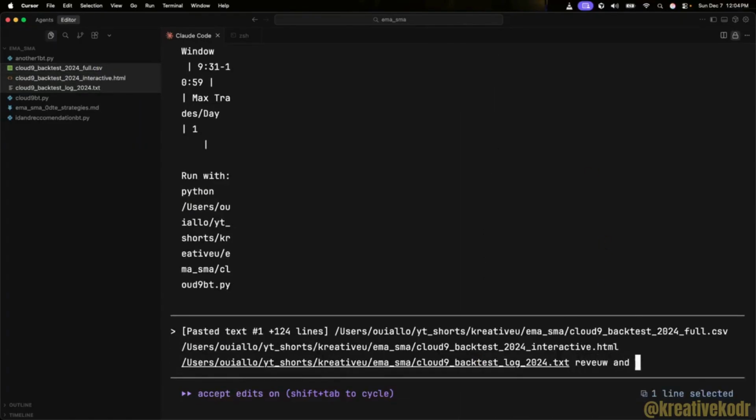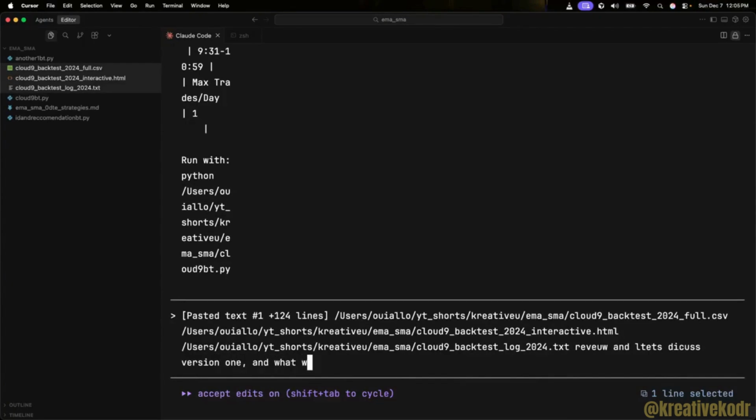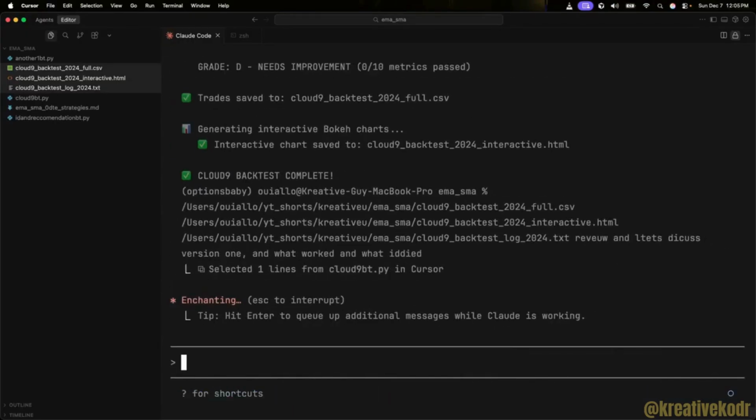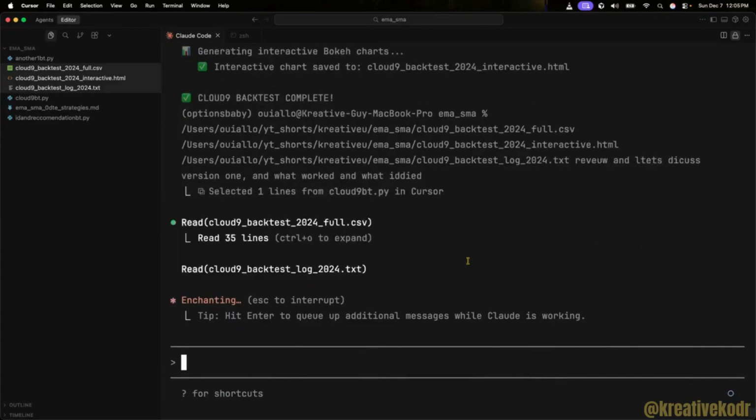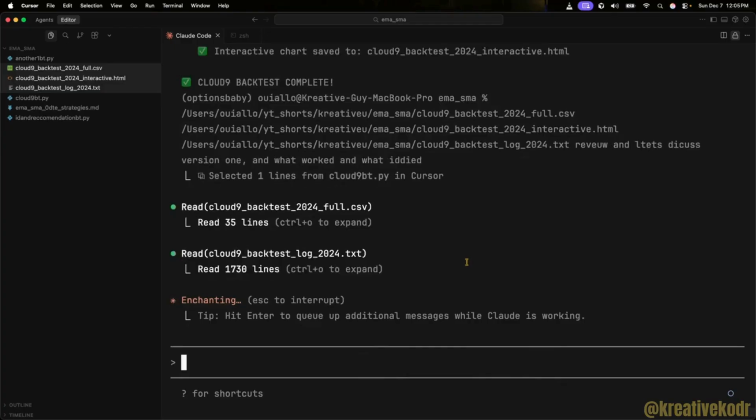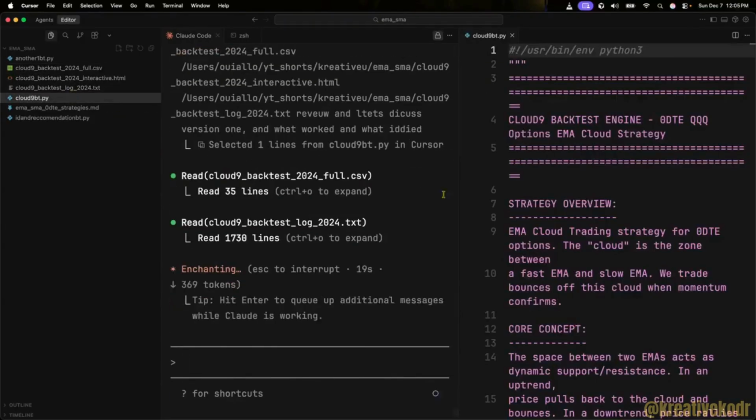Now review and let's discuss version 1 and what worked and what didn't. All right, beautiful. So we're having Claude Code go through the actual backtest, figure out what worked, what didn't work, and how we can improve upon said backtest. As soon as you output, let's go look.